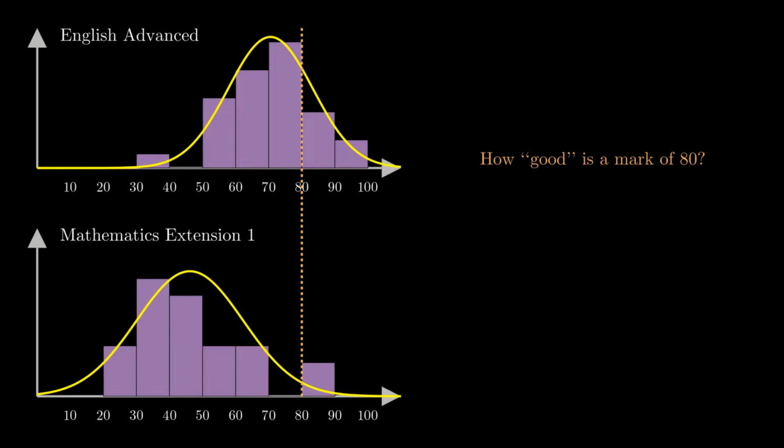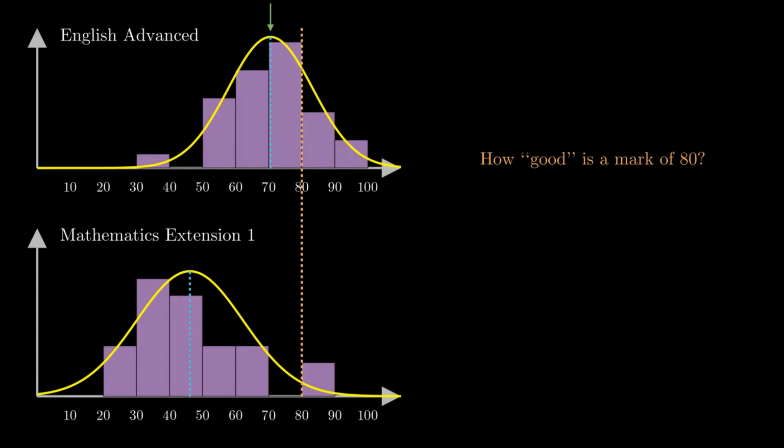Okay, and now if we look at the English curve, the peak is at something like a mark of 70.5, and that peak is always placed at the mean score, at the average. So down in the maths curve, the peak is found at a score of something like 46, which was the average mark for that class. Then how do we make a call on how good a score of 80 would be in each of these subjects? Well, up top for English, the average was 70.5, so we know we're above average.